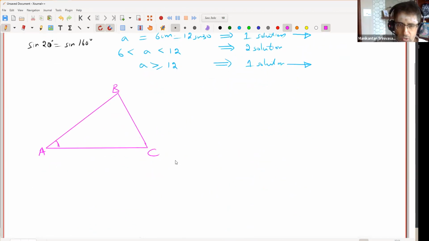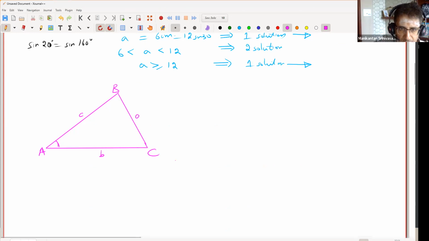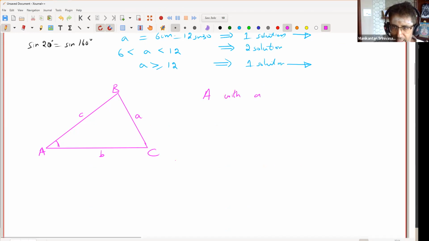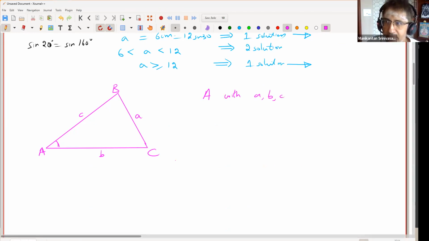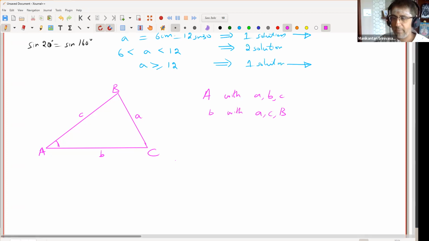Now, cos rule, right? So cos rule is, how do I relate? So let's say this is small c, this is small b, and this is small a, right? Now, is there a way to relate angle A with the sides A, B, and C? If the three sides are given, how do I determine capital A? Or if A, C, and capital B are given, can I infer small b with small a, small c, and capital B? Can I do both? Yes, you can do both of them, right?